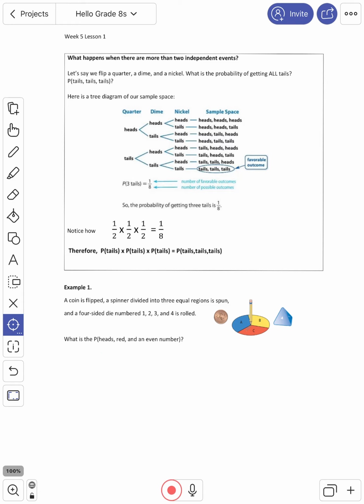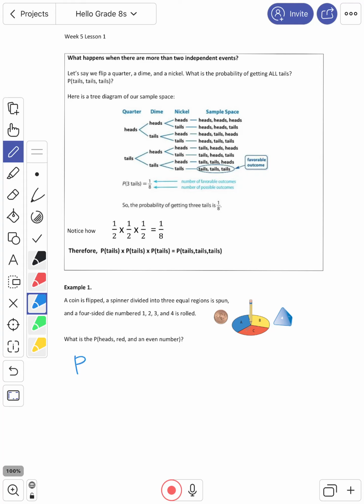What is the probability of getting heads, and then a red, and then an even number? To solve this, we're going to multiply the probability of getting heads times the probability of landing on the red times the probability of rolling an even number. So what is our probability of getting heads on a coin? That's going to be 1/2.